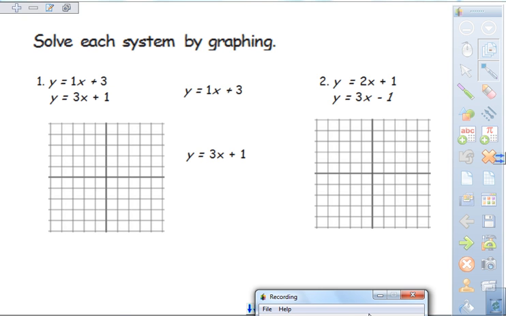Today in class, we are going to review solving systems. Please make sure you have a half sheet of paper out on your desk because we will be doing some problems together and I will be collecting them.